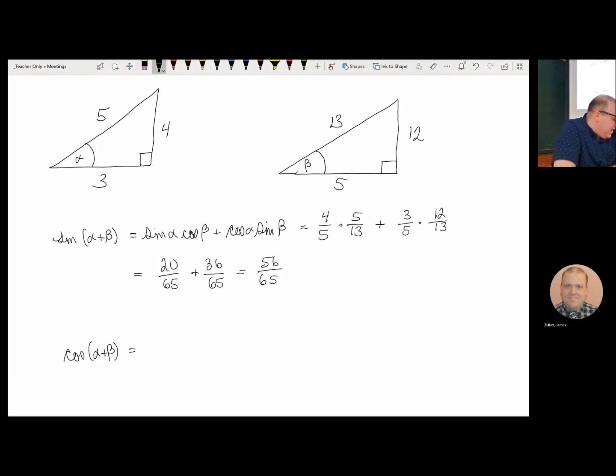Cosine of alpha plus beta. What's the identity? Cosine, cosine, minus sine, sine. And we already have those values now, don't we?